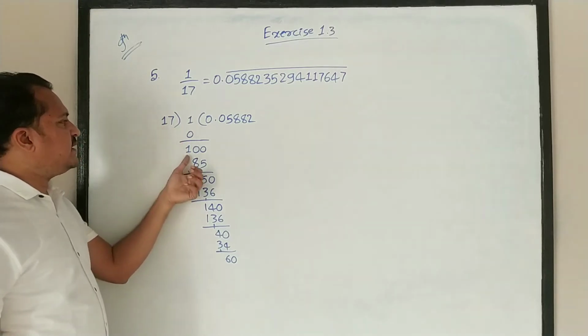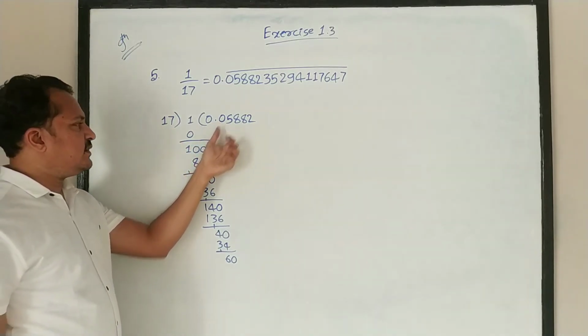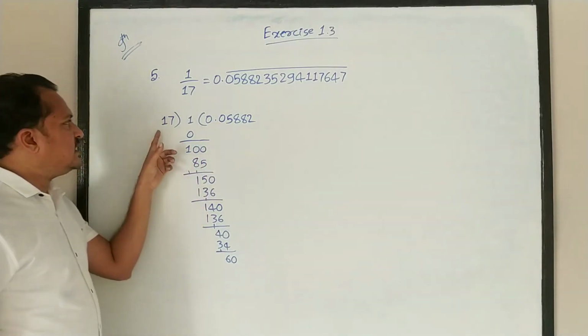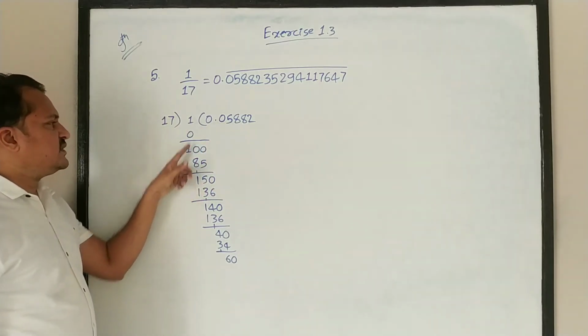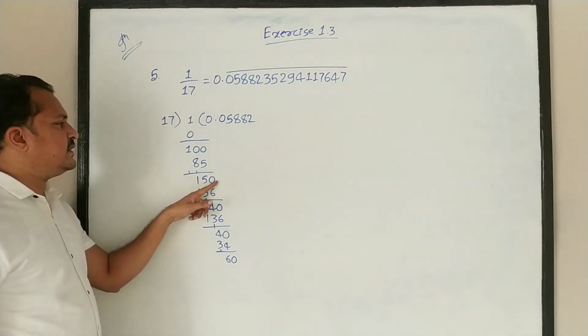But 17 is greater than 10. So you will take a 0 here. Then it is 100. Then 17 5s are 85. Subtract this one. We will get 15 and 0.